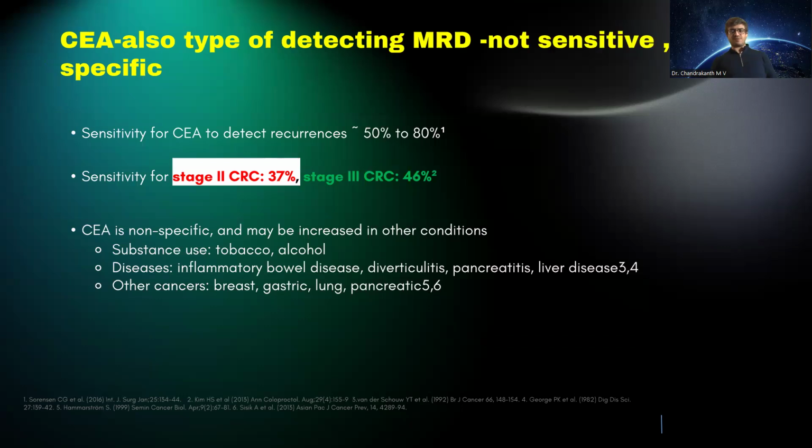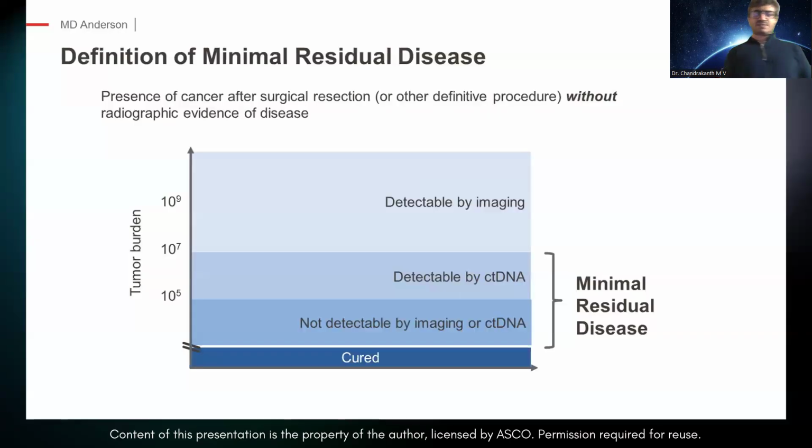CEA is also a type of MRD, but the problem is it is either specific or sensitive. Its sensitivity is something like 37% in stage 2 and 46% in stage 3. And it is not specific. It can be raised due to multiple reasons: any bowel problem, any smoking issue, or any lung issue, it can be raised. Therefore, it is either sensitive or specific.